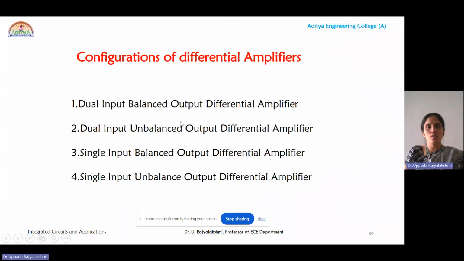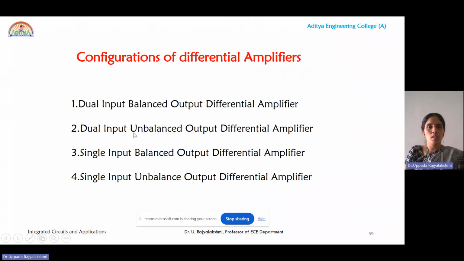Now, the various configurations of differential amplifier. We know that there are two input terminals and two output terminals available. The two input terminals are the base terminals of Q1 and Q2, and the two output terminals are the collector terminals of Q1 and Q2. Based on that, there are four configurations. One is dual input balanced output, where we apply two inputs and the output is taken at both the ends.